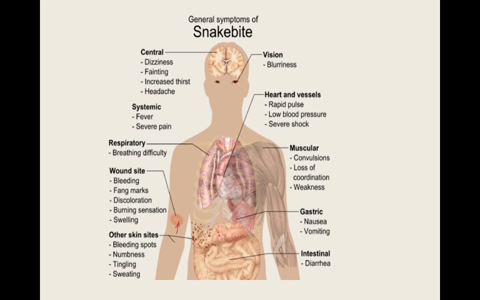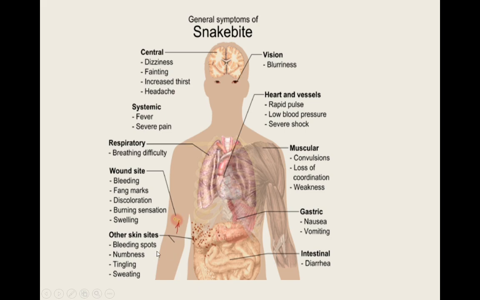There will be breathing difficulty, as I explained. And at the site of the bite, you can see here, bleeding, presence of fang marks. You can see these fang marks, okay? Because the snake has bitten the person here. Fang marks are the bite marks of the snake. And there will be discoloration around the site of the bite, swelling, and also oozing or bleeding.